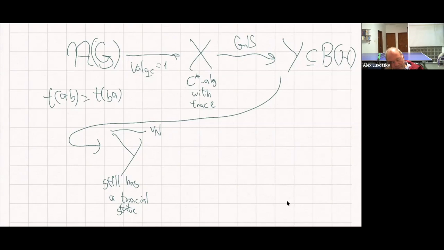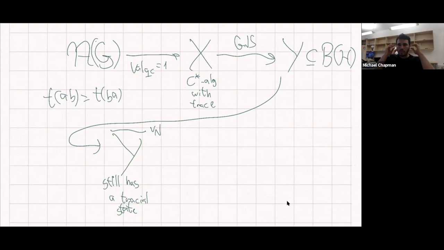Great. Okay, so now let's assume by contradiction that Connes' embedding conjecture was true. I didn't tell you what Connes' embedding conjecture is, but it states that these kinds of algebras, von Neumann algebras with tracial state that are separable, can be embedded in R omega. So this is assuming Connes' embedding conjecture.